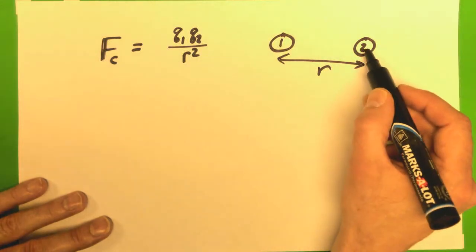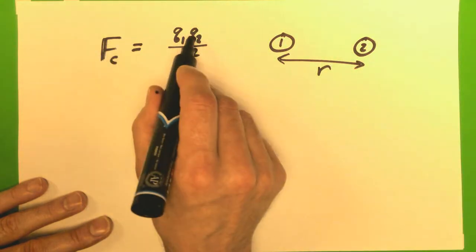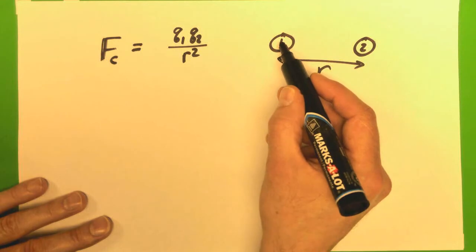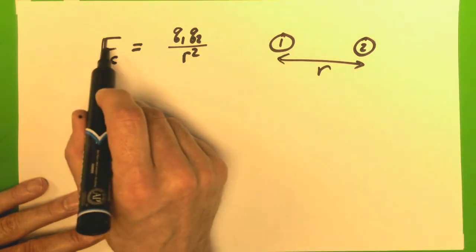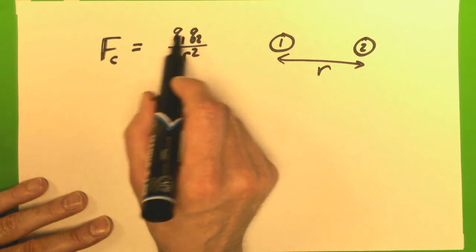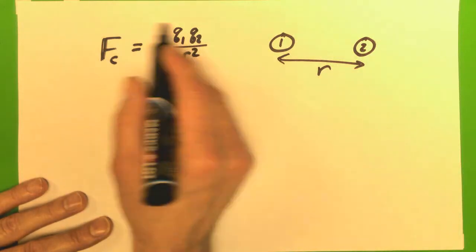Whereas if I double the size of charge 2, then I'm just going to double the force, because it's linear in the size of charge 2. But if I double the size of charge 1 and double the size of charge 2, then the force would go up by 4 times because it's linear in the product of those two. So I get 2 times 2. Okay, so that's the proportionality.